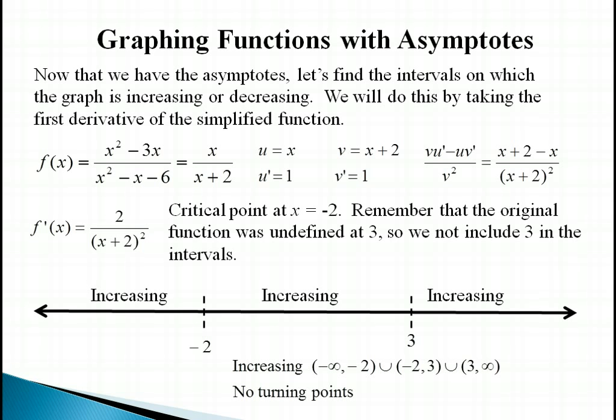So we would say that this graph is increasing from negative infinity to negative 2, and again from negative 2 to 3, and from 3 to infinity, or you could say it's increasing everywhere on its domain. Since we don't change from increasing to decreasing or vice versa, there's no turning points.